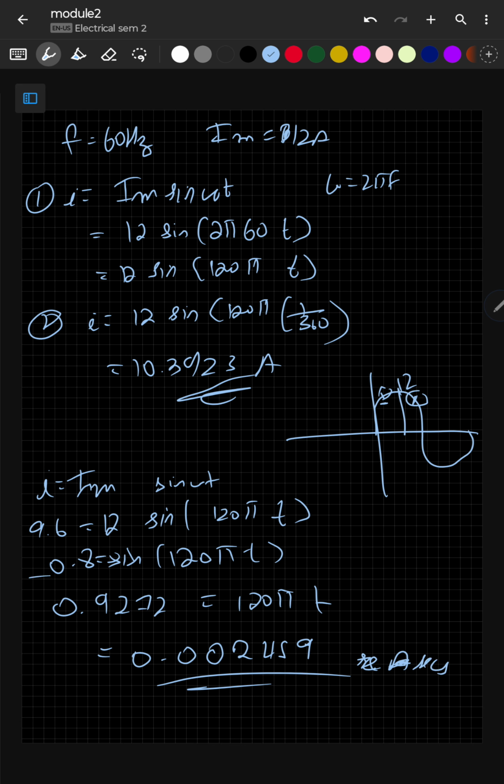How did I do this? After writing this, do sine inverse. If you do sine inverse over this side, the sine will go. So do sine inverse over this side. When you do sine inverse over this side, you will get this, and on this side the sine will go. Then you will be left with this. Did you understand? Okay.